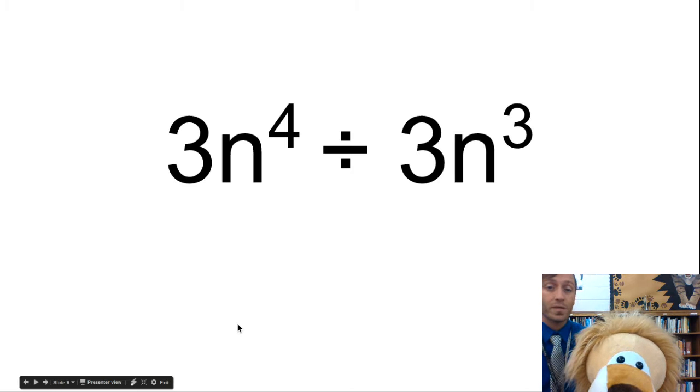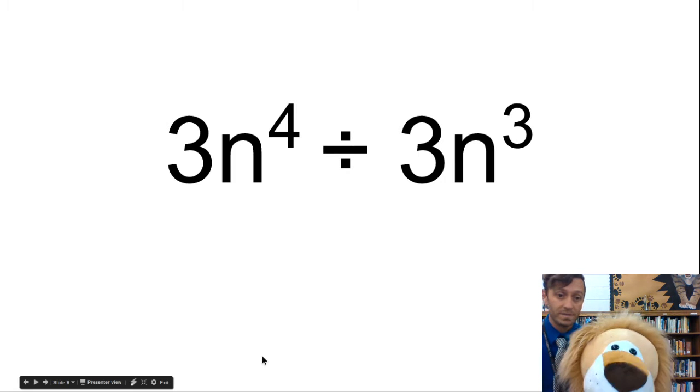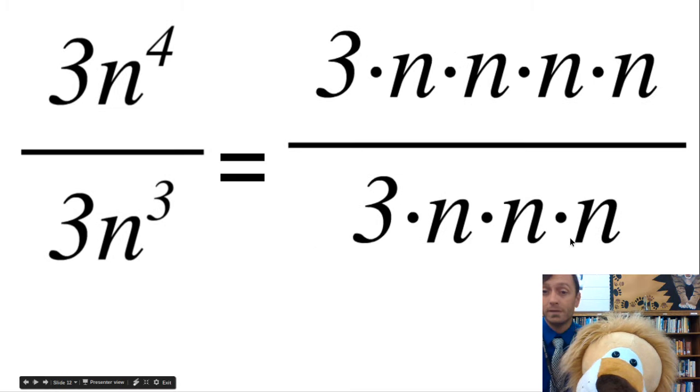Next example, I've got 3n to the fourth divided by 3n to the third. First step, set it up as a fraction. 3n to the fourth over 3n to the third. Now, what does that actually mean? It means 3 times n times n times n times n over 3 times n times n times n.